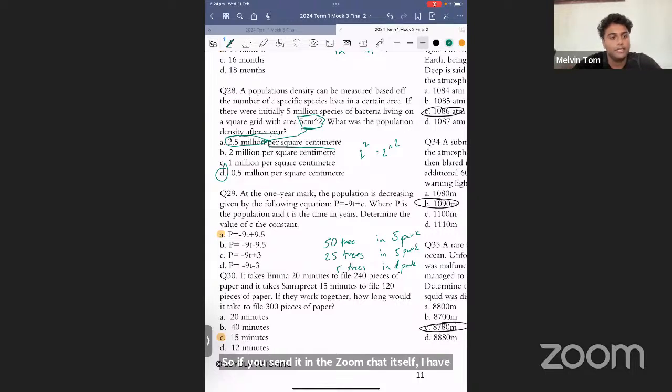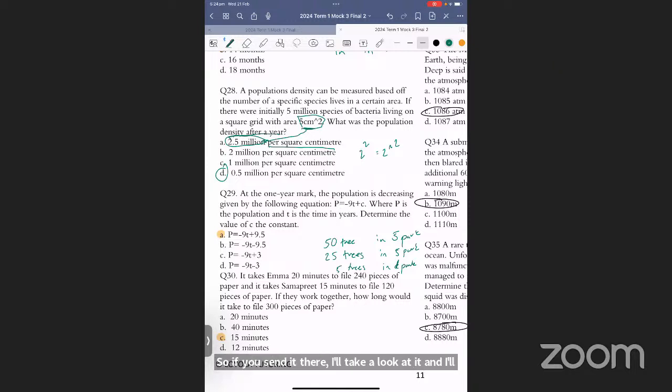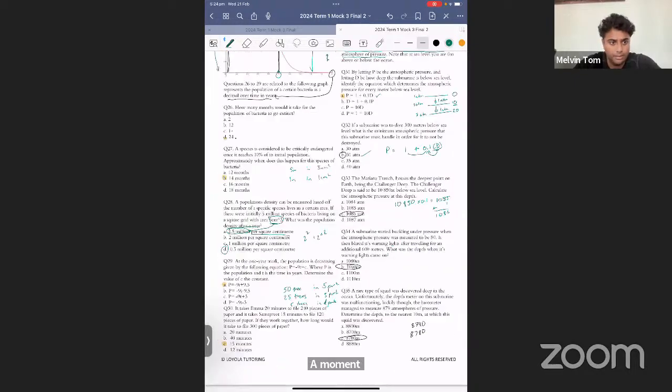So if you send it there, I'll take a look at it, and I'll hopefully get to it. So the next is 27 from Aaron, and then Kushal, question number 19.